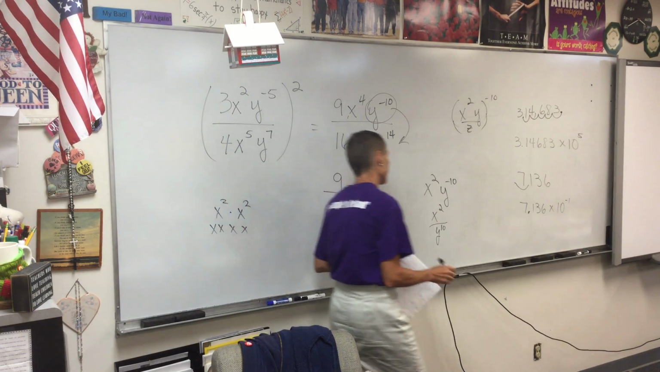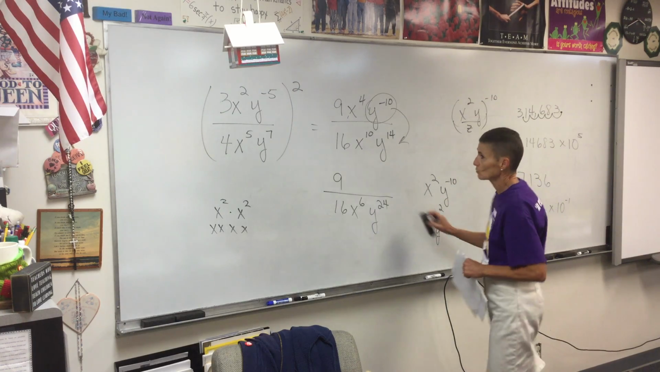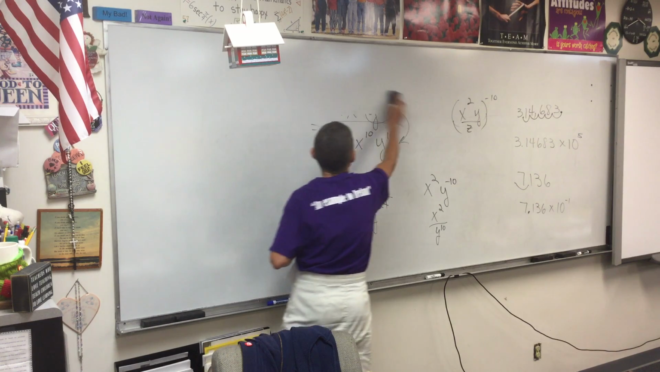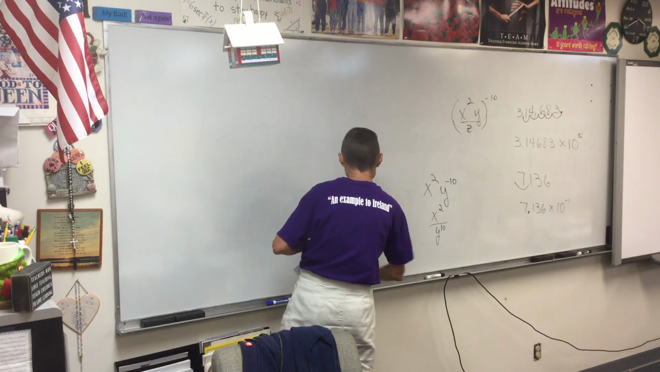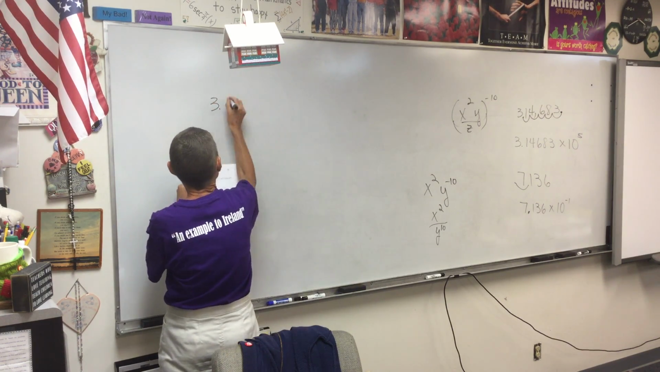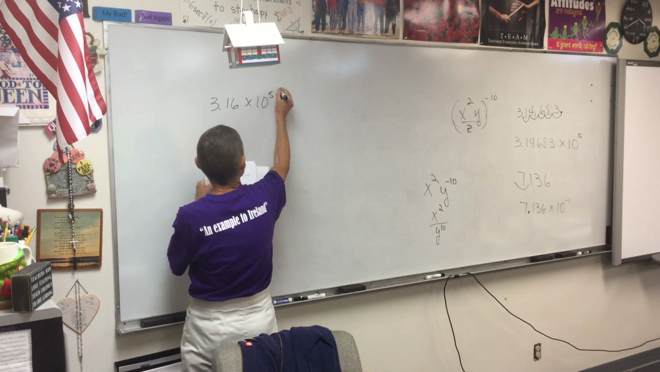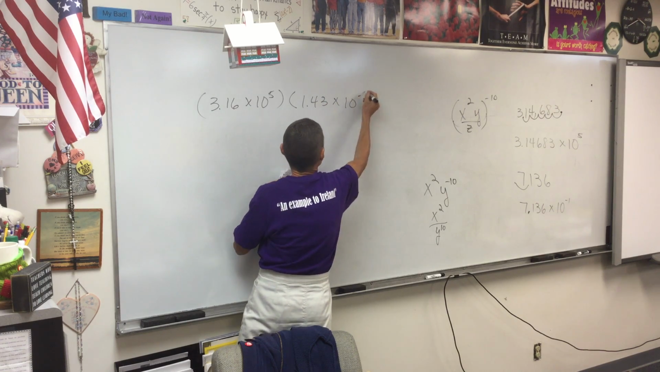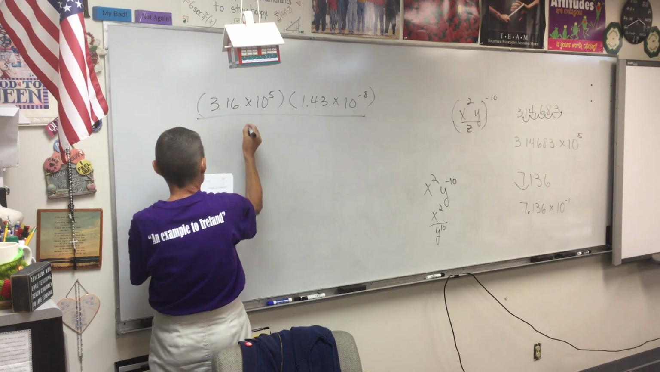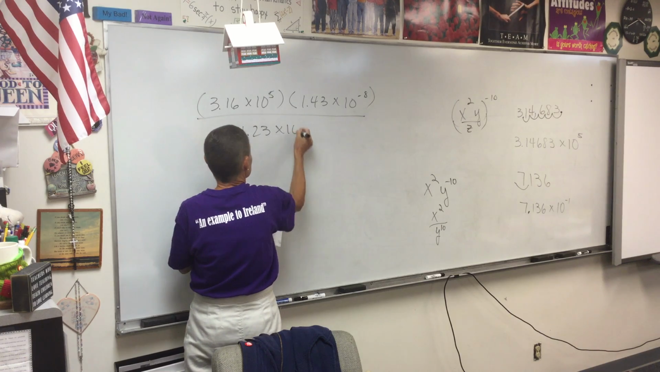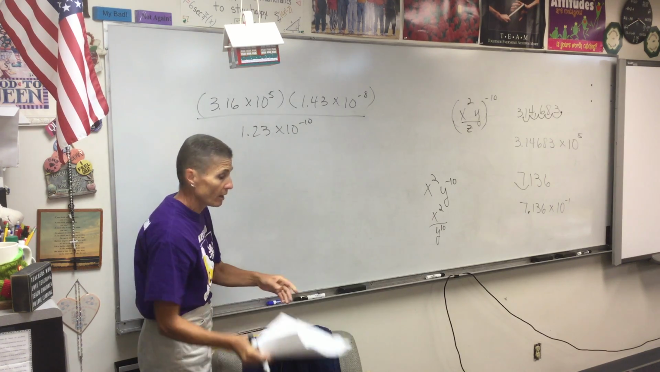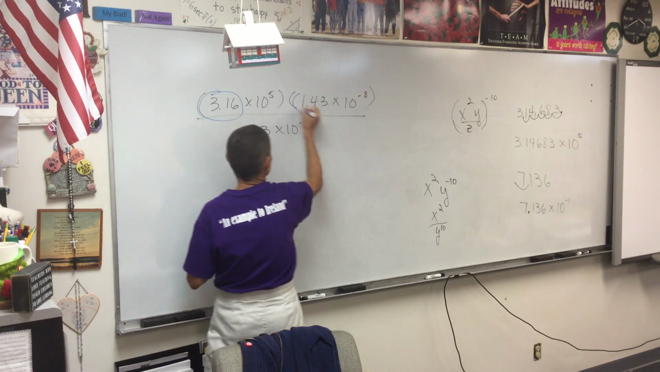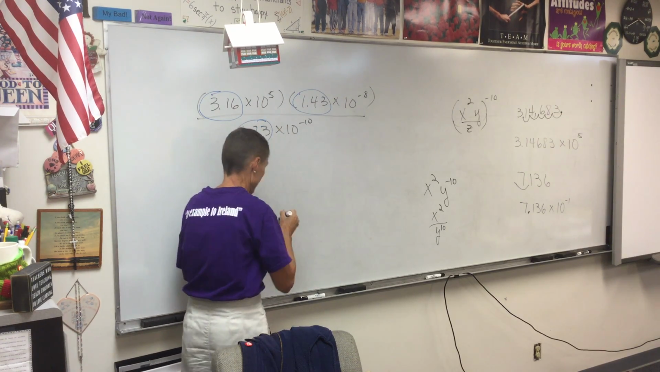Now the next ones are the ones that get hairy. Sometimes, not always. When you're doing arithmetic with numbers in scientific notation, it is generally easier to deal with all of the regular numbers first. So deal with these guys first.